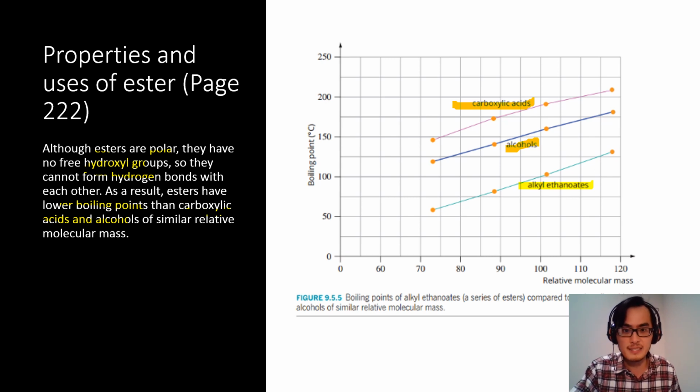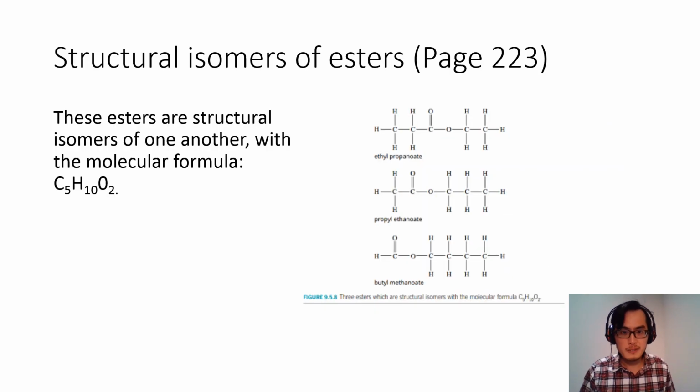Move on to the next slide. Alright, so we're going to look at the structural isomers of ester. When we're talking about structural isomers, we're talking about molecules with the same molecular formula but different structural arrangement. So we have looked at alkane, alkene, alkyne, alcohol, carboxylic acid, all of them. For some of these structures, even though they have the same molecular formula, the structural arrangement is different. And if it's different, you get what we call a structural isomer.